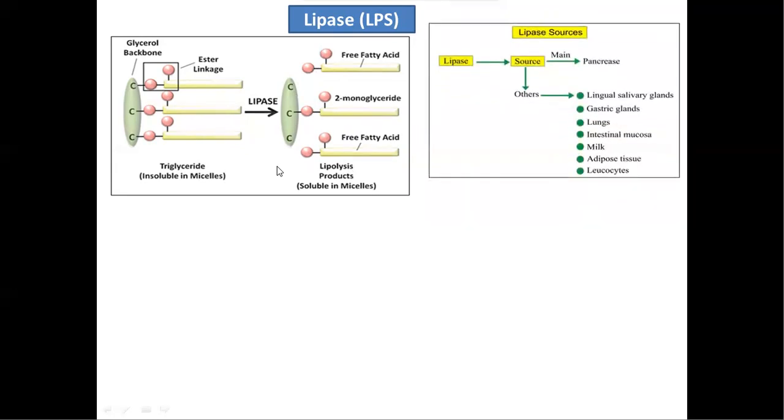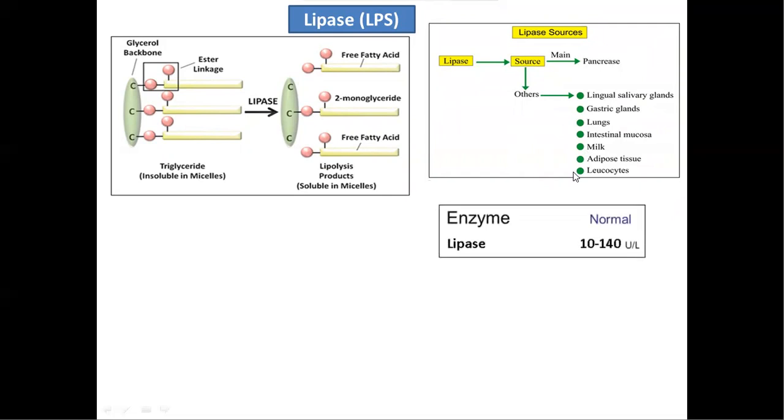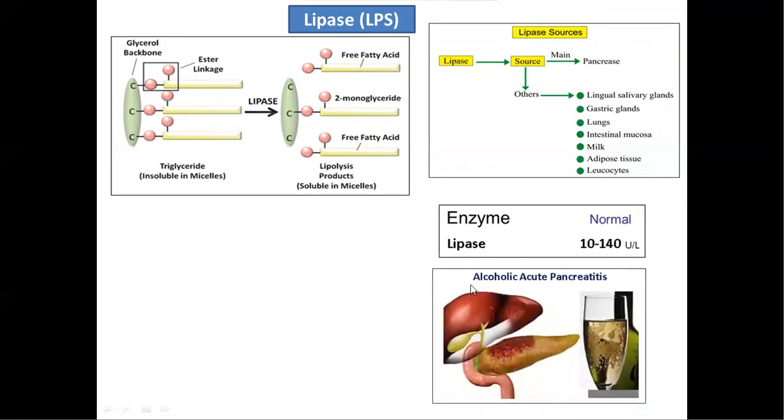So this lipase, which is synthesized in the pancreatic gland, is the main source of lipase, and these are the other sources of lipase. Lipase has a normal concentration of about 10 to 140 units per liter in the blood plasma. Lipase is mainly useful for the diagnosis of acute pancreatitis, which is mainly due to inflammation of the pancreatic gland and excess intake of alcohol.